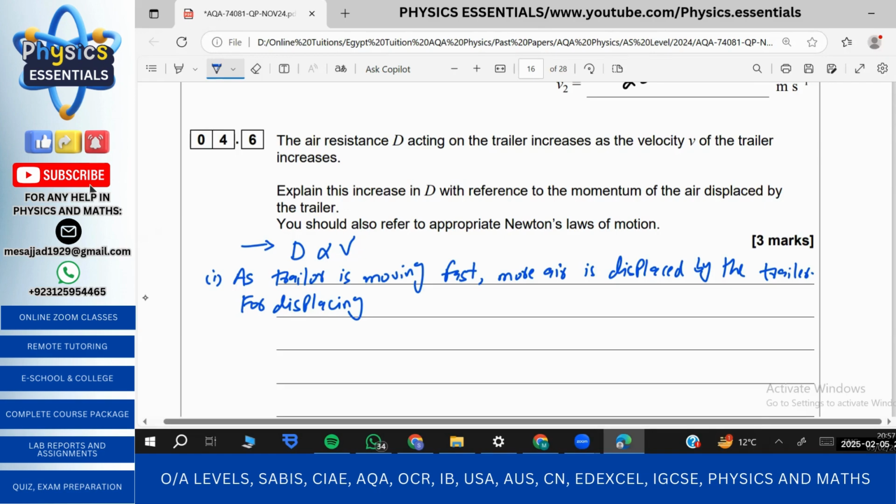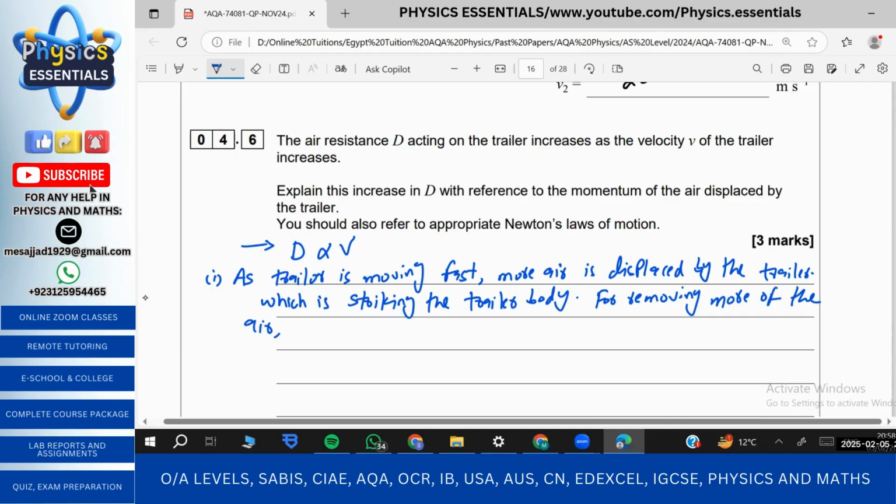So as the trailer is moving fast, more air is displaced by the trailer, which is coming and hitting, striking the trailer body. Okay. So now you will write, for removing more of the air, more drag force is needed, more force is needed. Now, when more force is needed, it means more change in momentum, right?